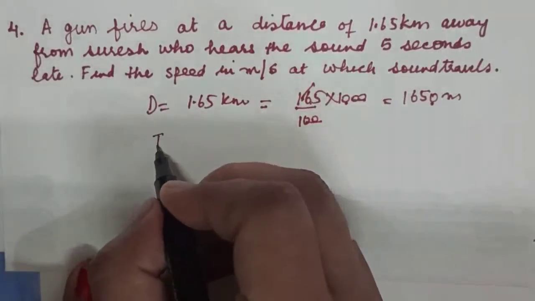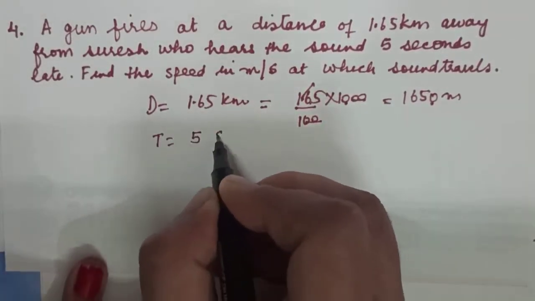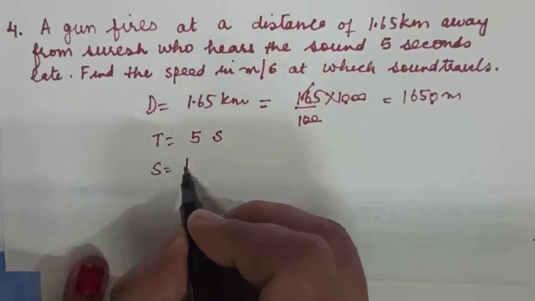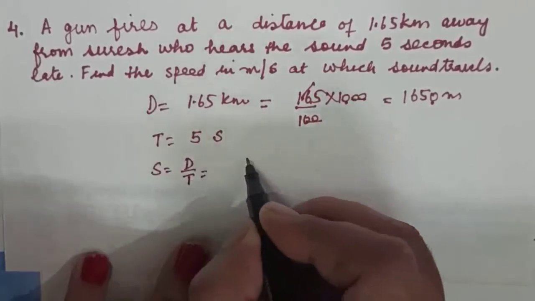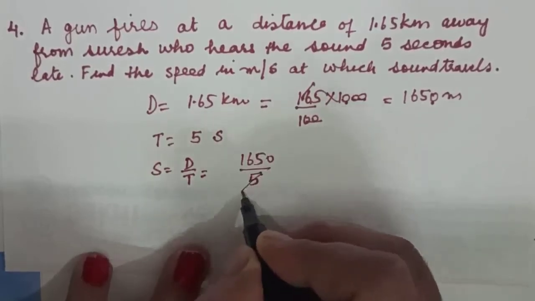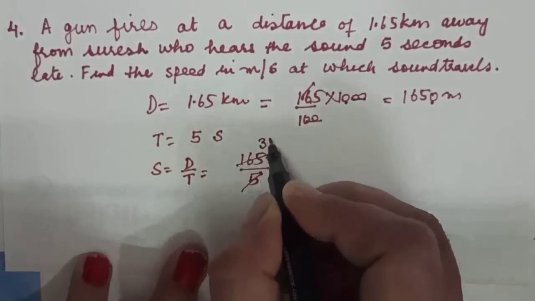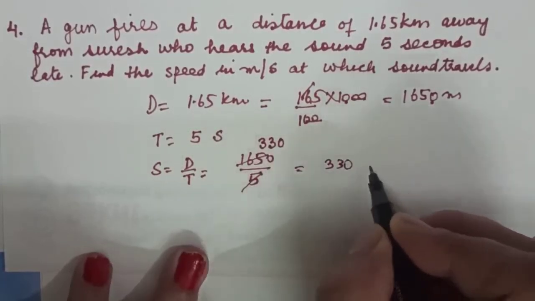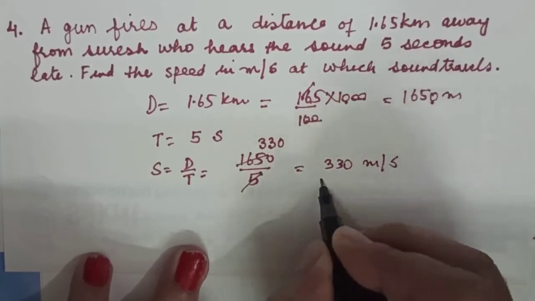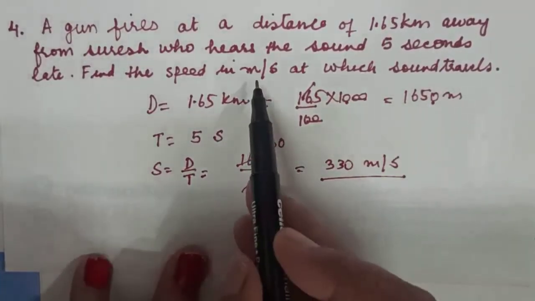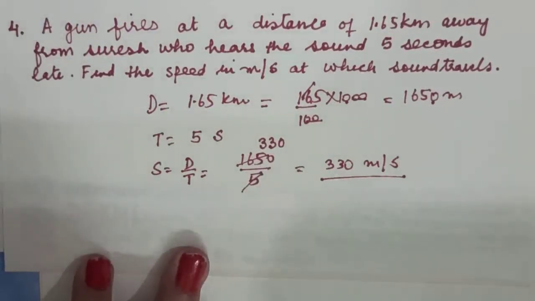Alright, then time is 5 seconds, already with us, so we can find speed is distance on time. Distance is 1650, time is 5, so 5 threes are 15, 5 threes are 15, 0, so 330 meter per second is our answer. Understood? So we wanted the answer in meter per second, we are getting it in meter per second.